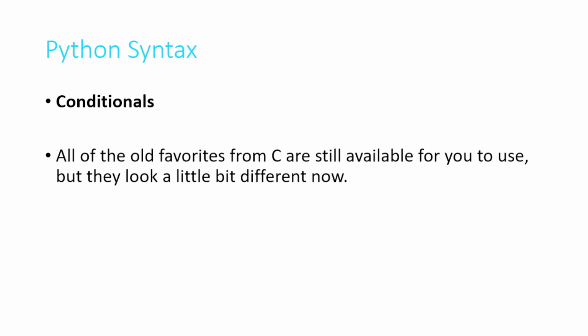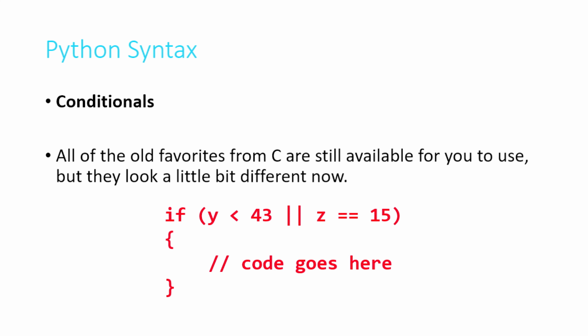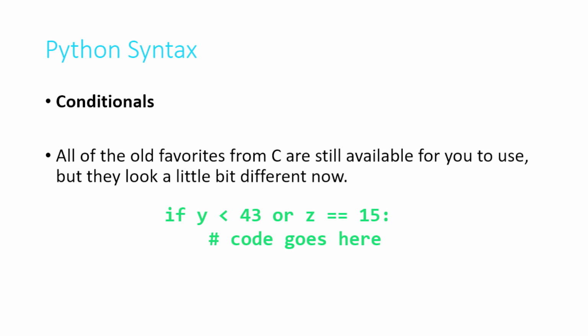The conditional statements from C are all available for you to use, but they might look a teeny bit different now. So whereas in C we might say something like this, if y is less than 43, or z equals 15, and then we have some code. That's not what it looks like in Python. It looks a little something like this. If y is less than 43, or, literally using the word or now, not using 2 vertical bars, because in Python we can do that, or z equals 15, colon, instead of open curly brace, and then whatever code we have, close curly brace, and then some code below.